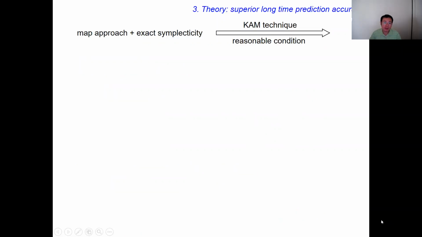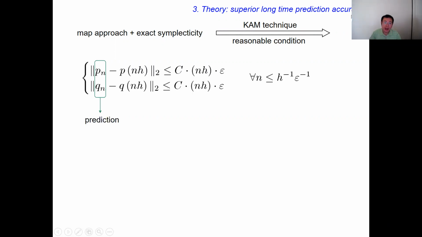And because we have a map-based approach and we have exact symplecticity, by using some advanced techniques from dynamical systems, and by the way, the technique is called KAM theory, we can prove that under reasonable conditions, we have a quantifiable bound on how much error you can have in the prediction.